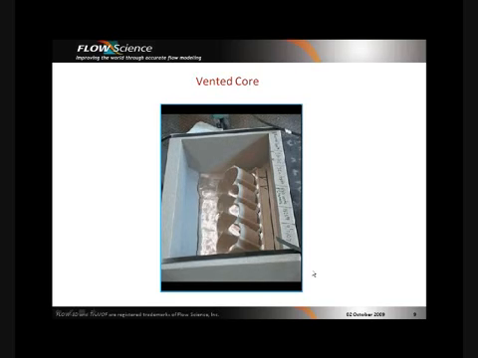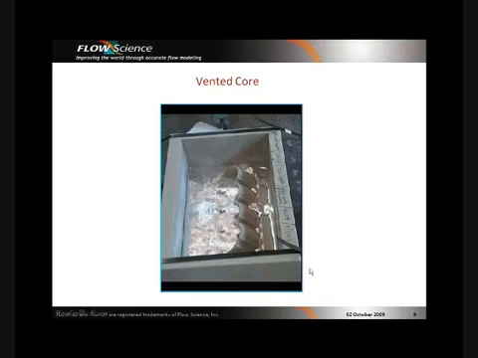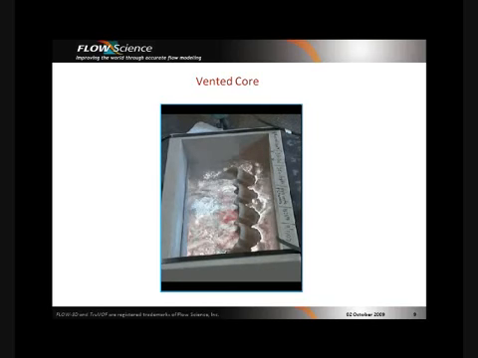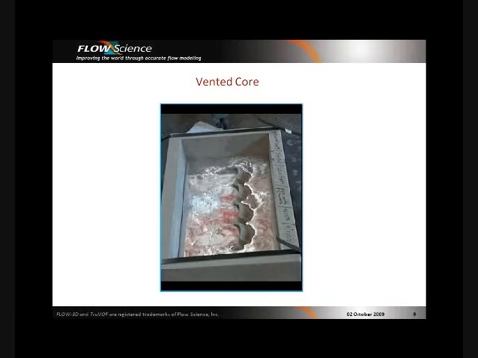This video here shows the top view of the fill for an unvented core. No gas bubbles were observed above the core during this fill.